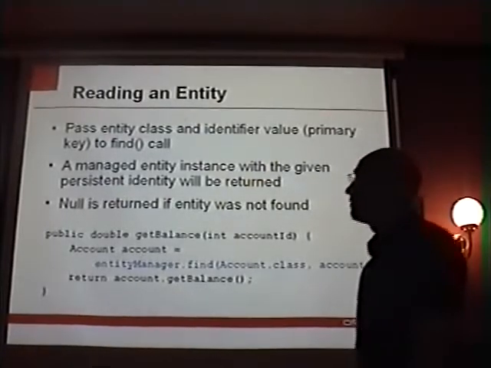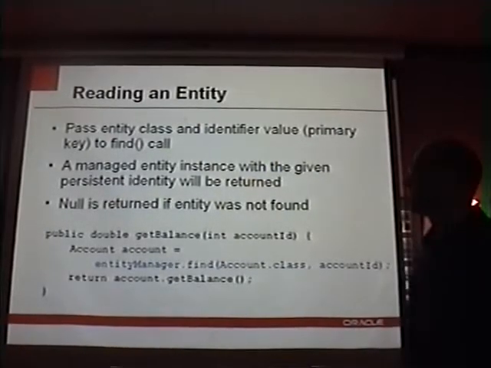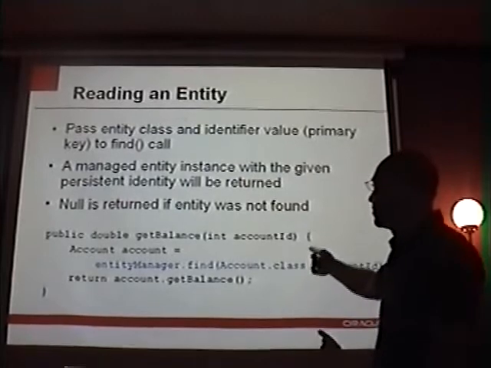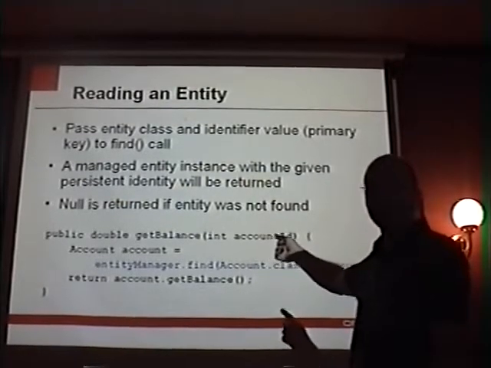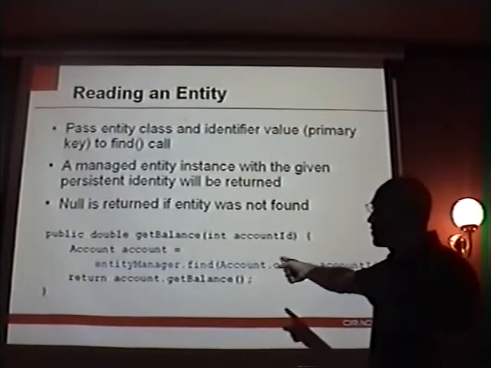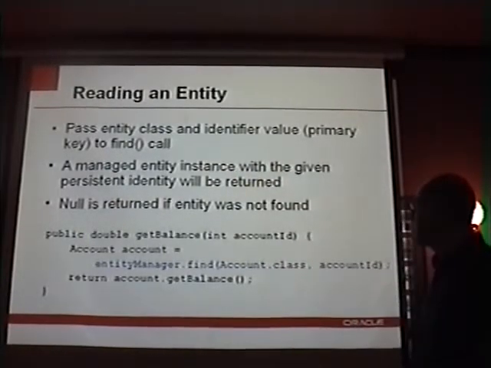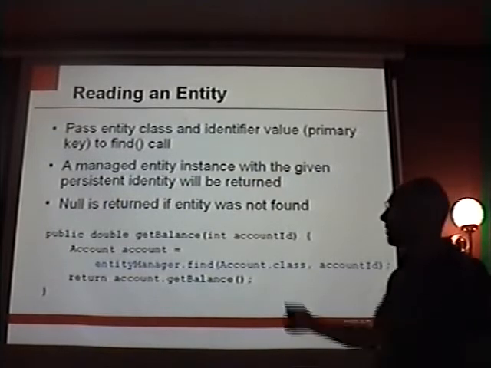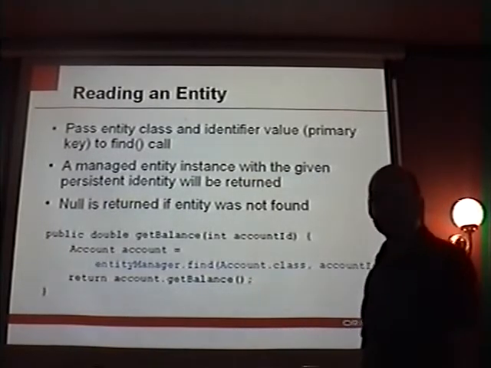How do you read? Well, find is the best way to read a single entity. And here's how you do it. Let's say we're getting the balance now. This is our getBalance method. We pass in the account ID. We do a find on the Account class, passing in the ID, and return the balance from that account.